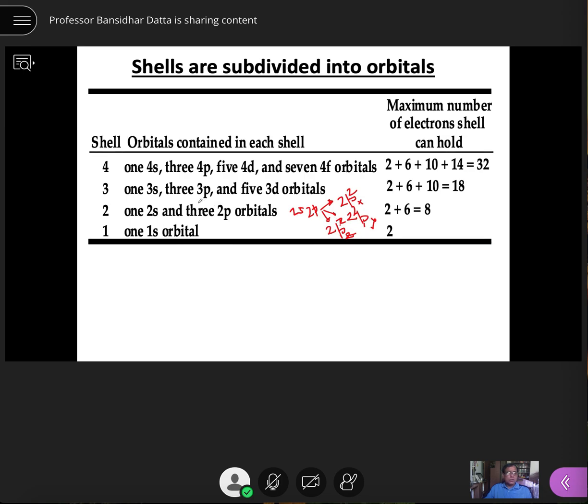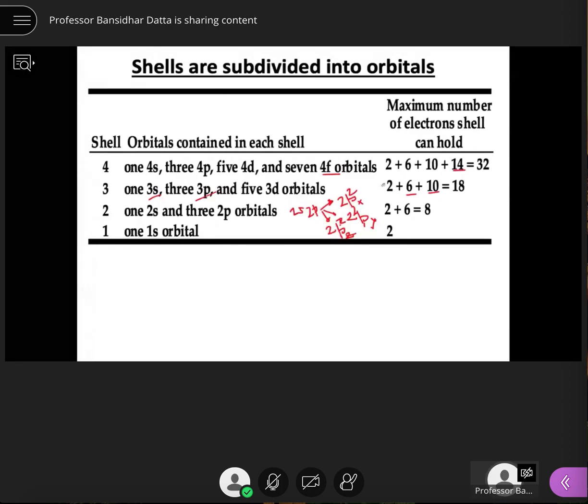We're coming next. So on shell number 3, you have a 3s, 3p, meaning px, py, pz, and 5d orbitals, meaning dx square minus y square, dz square, dxy, dyz, and dzx. Each and every one can have 2 electrons. 5 times 2 is 10, and 3 times 2 is 6, so 18. And you can go on like that, the same way. The f orbitals: there are 7 of them, so 7 times 2, 14 electrons.